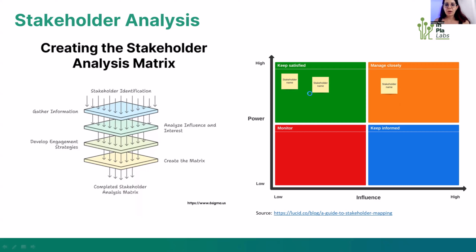Here we have high power but low influence. Here in the monitor we have low influence and low power, but here maybe we are talking about the people that are maybe affected indirectly from a decision. So it's important also to have their input in some cases.